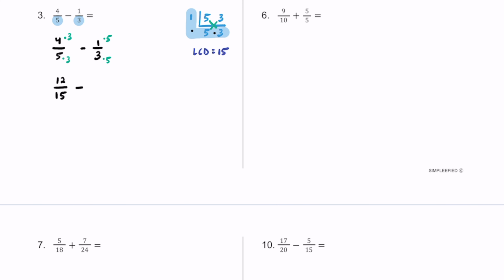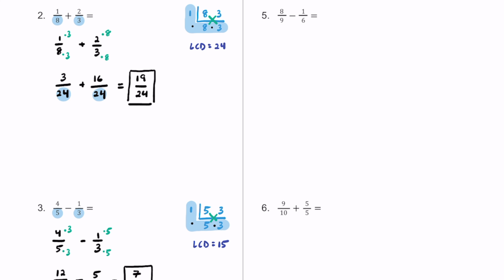And we're going to take away. Then 1 times 5 is 5, and 3 times 5 is 15. At this point, we have 12 minus 5 on top. Since we have common denominators, we can just subtract. So 12 minus 5 is going to be 7. So our final difference here is going to be 7/15, and that's as far as we can go. 7 and 15 are relatively prime, so we can't simplify, and that's our final answer.